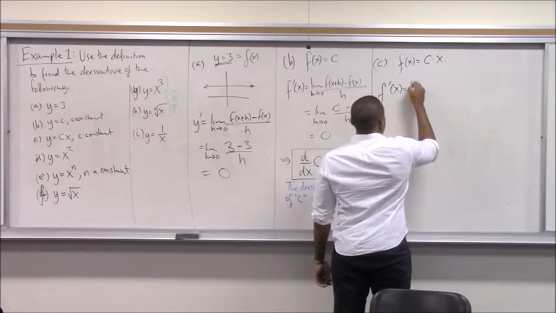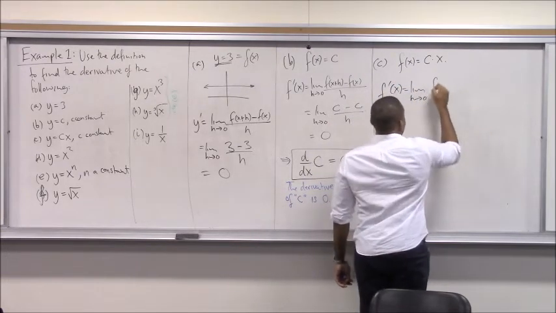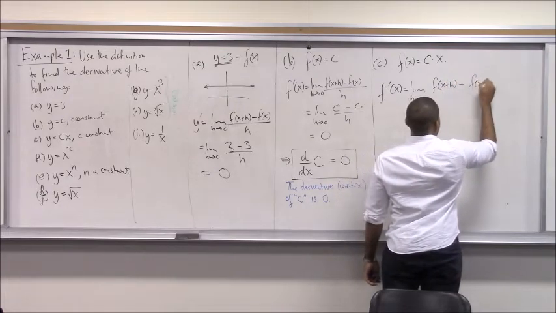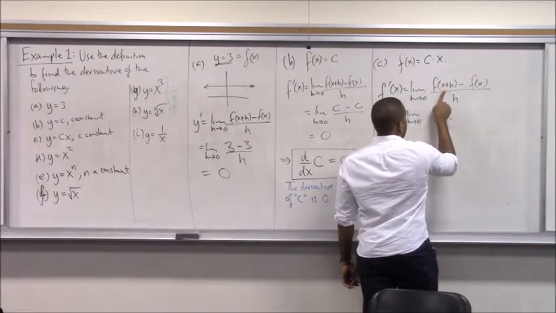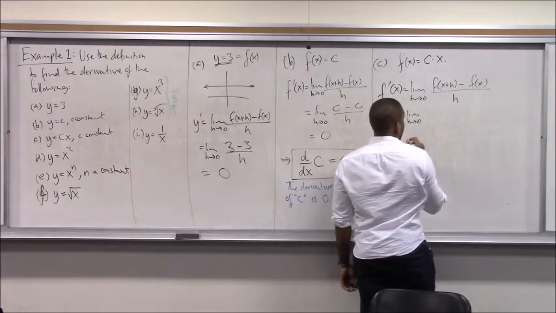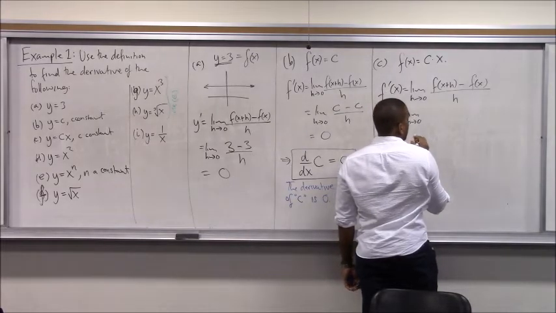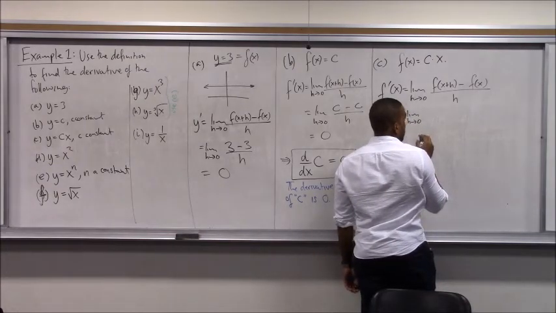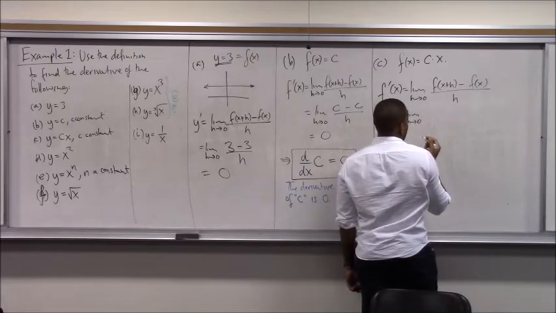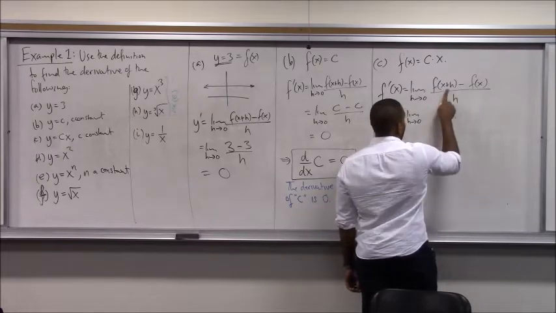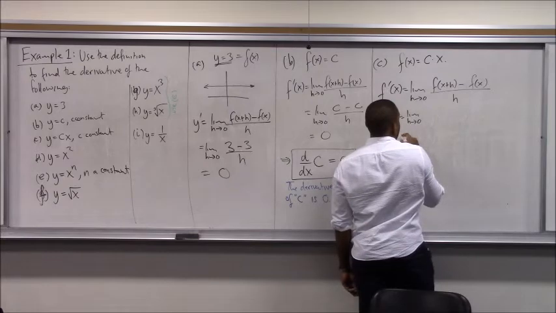F prime of x is going to be the limit as h approaches 0 of f of x plus h minus f of x over h. That's the limit as h approaches 0. What is f of x plus h in this equation? C times x plus h minus c times x. What is f of x plus h?